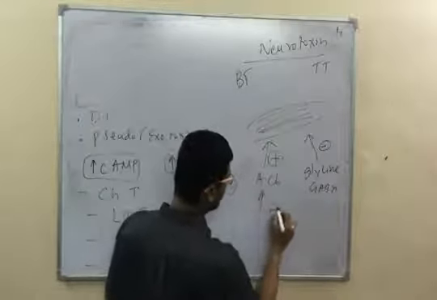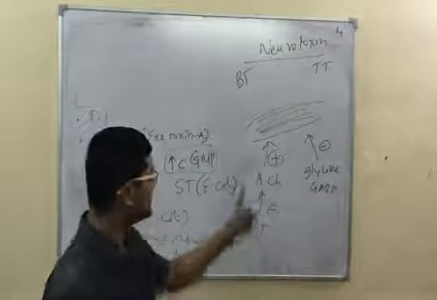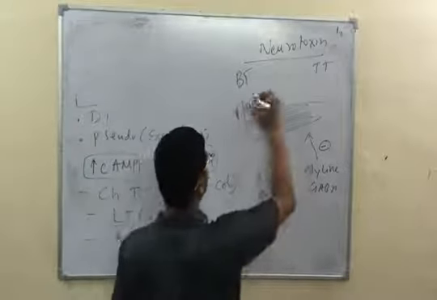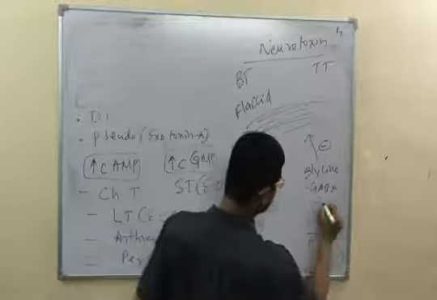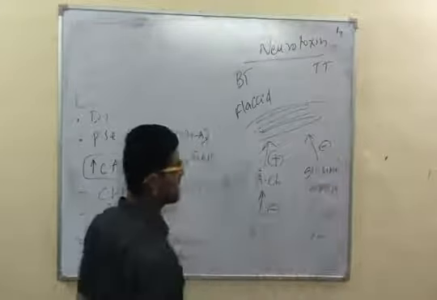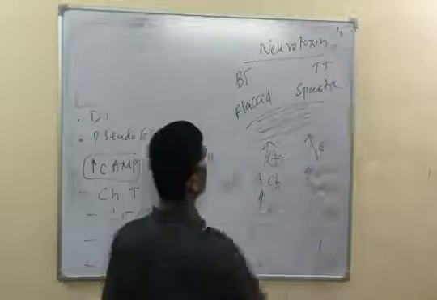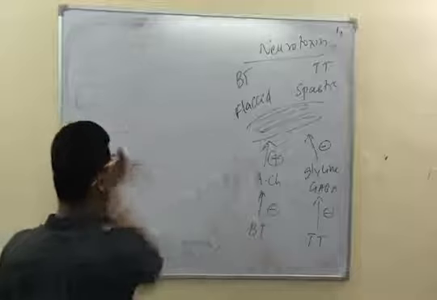Botulinum toxin inhibits the release of ACh, which leads to flaccid paralysis of the muscle. In contrast, tetanus toxin inhibits the negative stimulators, that is glycine and GABA, which leads to spastic muscle contraction. So these are the two important examples of neurotoxin.